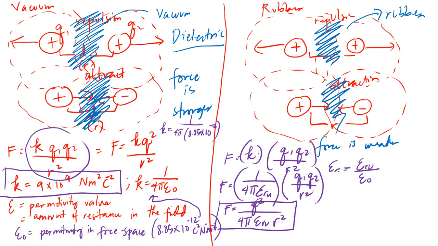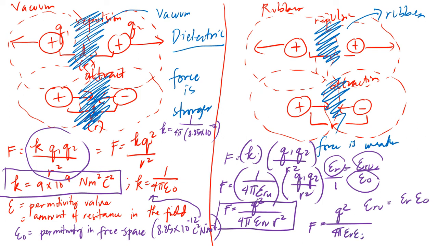This is called the relative permittivity. Sometimes what is given in the problem is the relative permittivity, so we only need to find the permittivity value of the rubber. We multiply across, so we get epsilon RU equals epsilon R times epsilon naught. So we can rewrite this formula as Q square over 4 pi epsilon R epsilon naught R square. So there are two possible formulas you can use for problems involving a dielectric aside from vacuum. When it's a vacuum, you can simply use the formula over here.